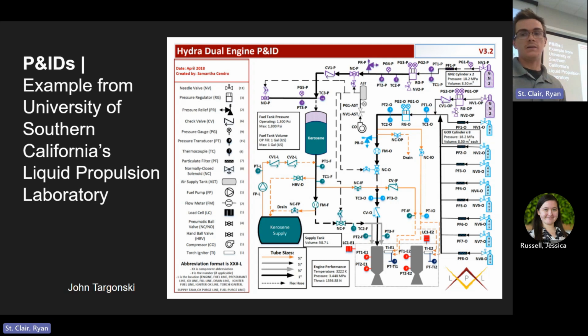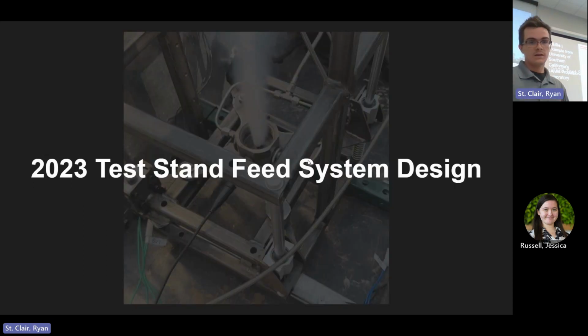So they likely have this nitrogen tank here, again, across a regulator and a check valve here to make sure that this environment is completely clear of atmosphere and it's just a nitrogen-rich environment before they start their process of flowing gaseous oxygen. So with that, I'm going to go over the 2023 test stand feed system design.